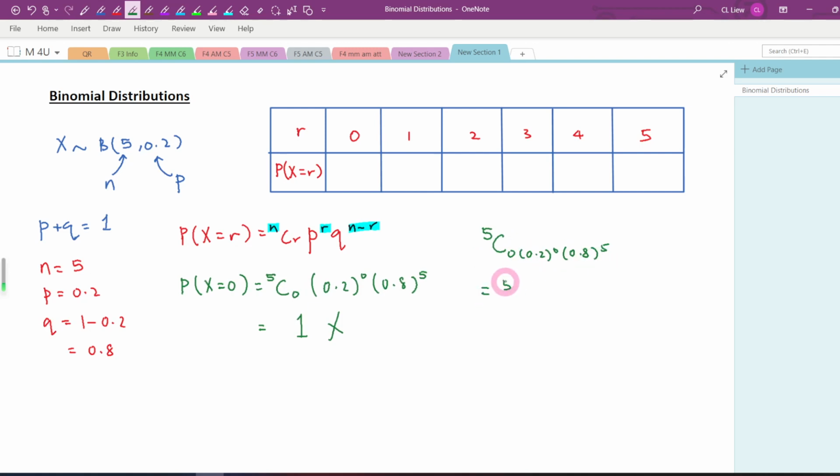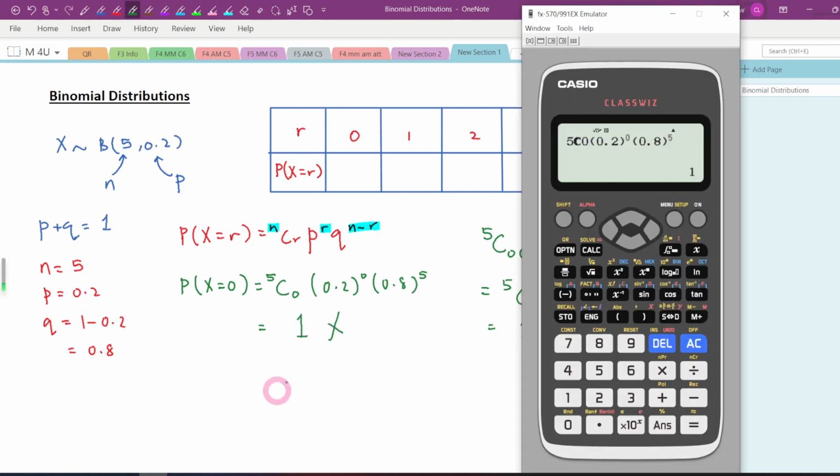Why? Try to think: 5C, okay, 0 times all this. Definitely you will get 0, right? So 5C0 is actually equal to 1. That's why your calculator gives you 1. But this is not a correct answer, so be careful of this one. Remember to put a multiplication sign over here, then you will be able to get the correct answer. The correct answer should be 1024 over 3125.